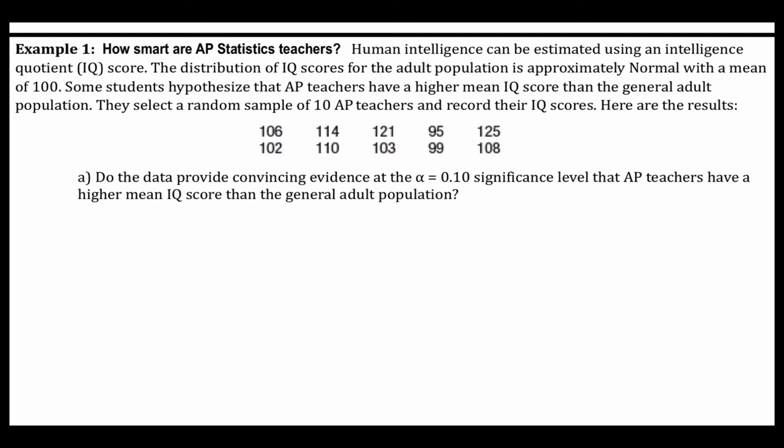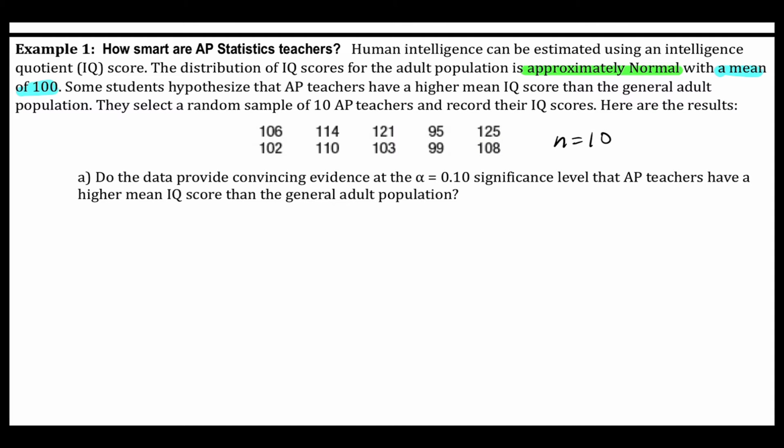Okay, so what's one thing that's important before we start the test? N equals 10. Yep, there are 10 AP teachers, so N equals 10. Good. They tell us the population is approximately normal. That's going to be important when we do our conditions. That the mean is 100. Yep. So this mean here, it says mean of 100.